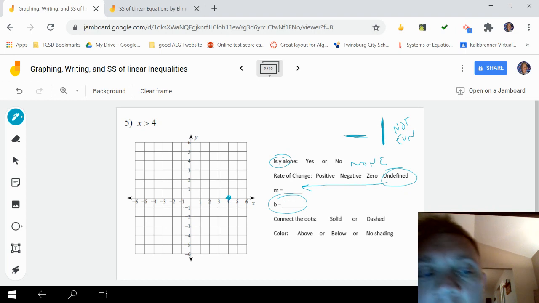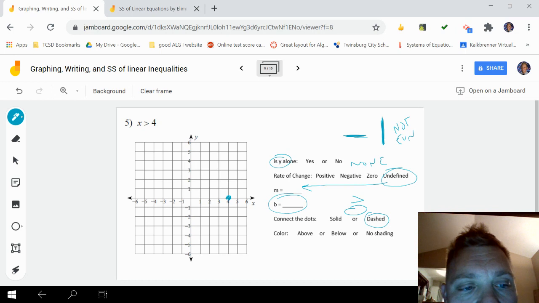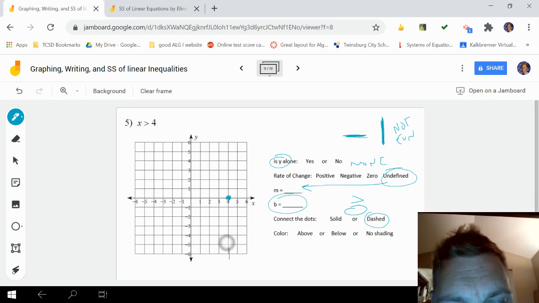We can do it. Is this solid or dashed? If we look here, remember, it doesn't give us that reminder, so this is going to be dashed. All right, if it gave us the reminder, it'd have a straight line right there. Now, do we color above or below? This is kind of weird because when we go to do this undefined line, it's going to be dashed vertically.